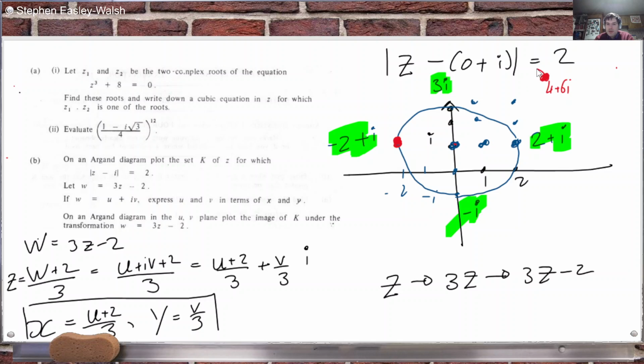So maybe I should do some more. This one here will become... Oh, I said multiplying by 3 doesn't affect that, didn't I? But that's wrong. So for example, I would become 3i minus 2. So that's there now.